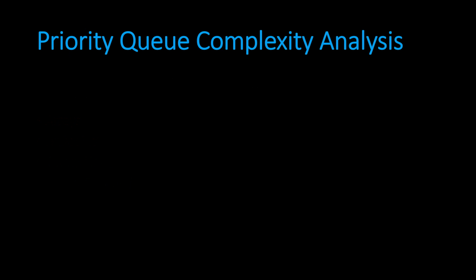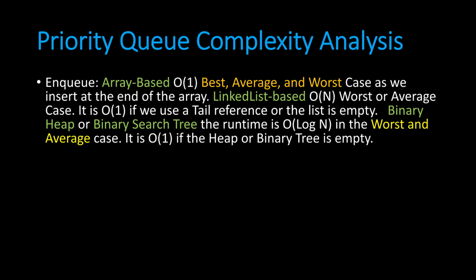Priority queue complexity analysis. Because there are a lot of different options to implement the priority queue, their runtime also differs. For example, the insert or enqueue function. If we are using an array-based implementation, in the best, average, and worst case, as we insert the element at the end of the array, it is O(1). For the linked list based implementation, it will be O(n) in the worst or average case. But we can achieve O(1) if we use a tail reference or the list is empty. So the new element will be inserted in O(1) time.